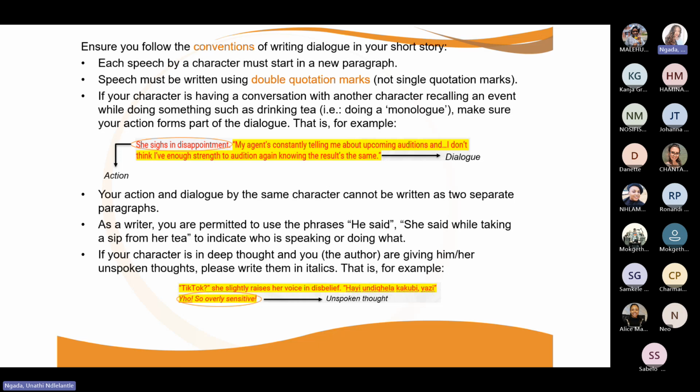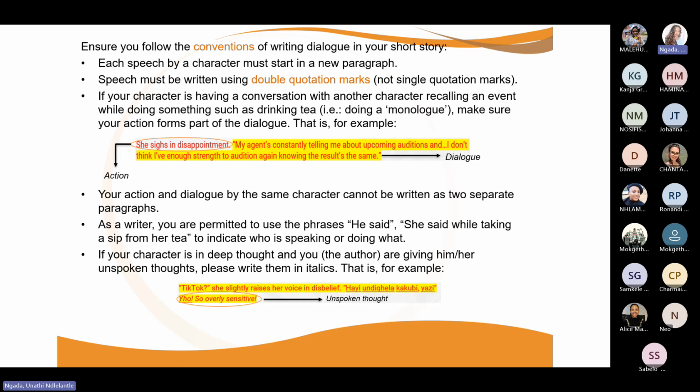Also, if your character is in deep thought, she's thinking about something, and she wants to say something to this person, but she cannot physically say it, so in other words, thoughts that are actually unspoken, then what you do is that you write it in italics.